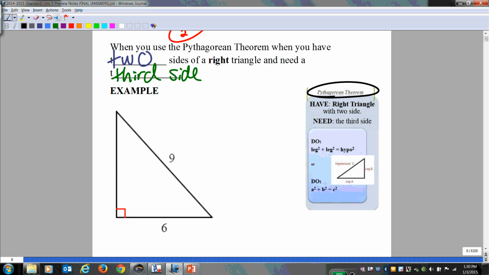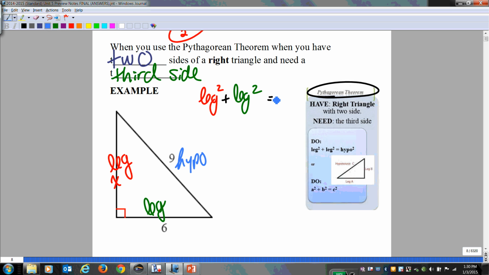So here we label our leg and a leg and our hypo. Always label. And here our leg is going to be x. So write the equation out. Leg squared plus leg squared equals hypo squared.